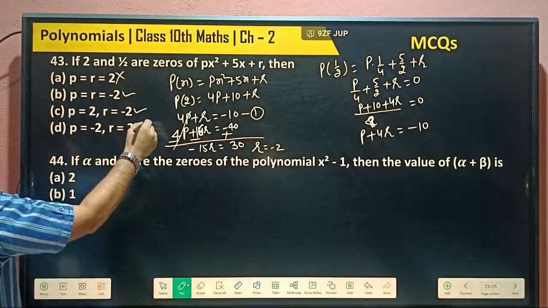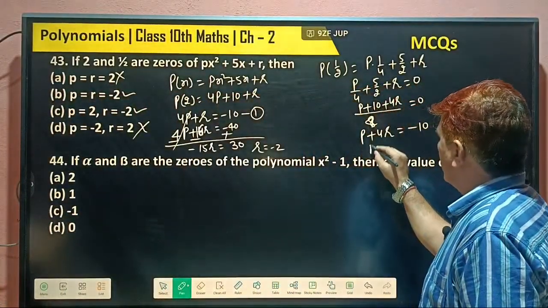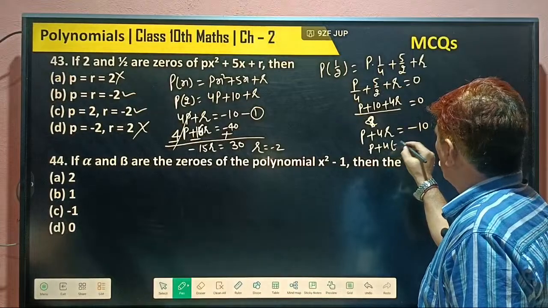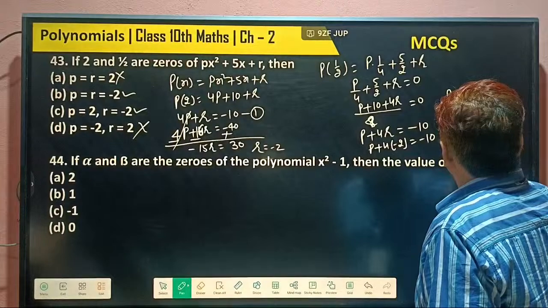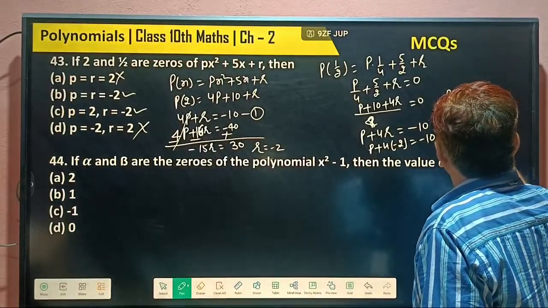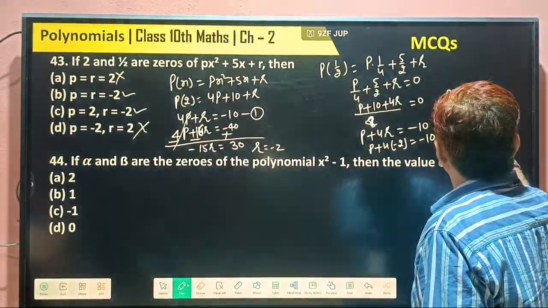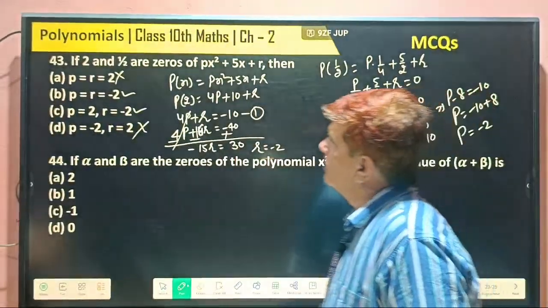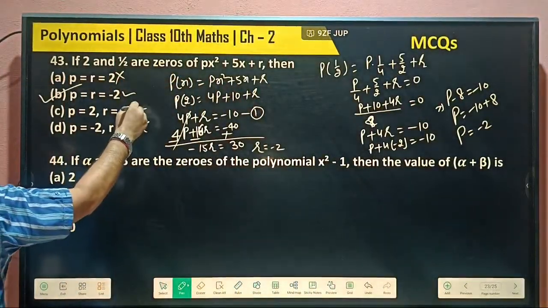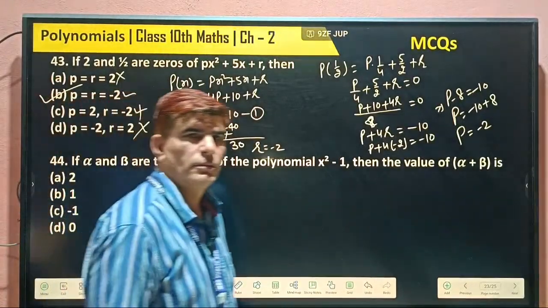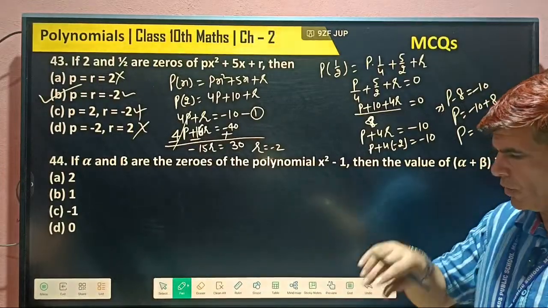So this is not your answer. Putting the value of r here. So p plus 4 into minus 2 equal to minus 10. So what's its meaning? P minus 8 equal to minus 10. P equal to minus 10 plus 8. How much? P equal to minus 2. So this is your answer. Here both are given equal. Understood? So in this way you can solve question number 44.